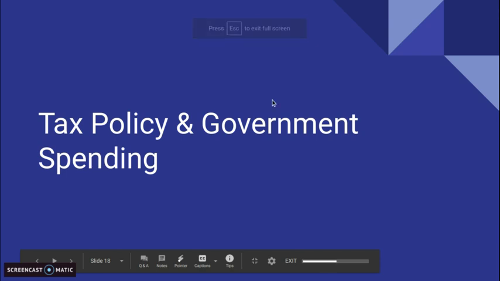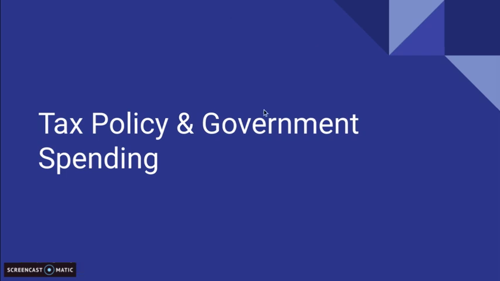All right. Tax policy and government spending. Let's see what that looks like. All right. So we need to figure out how the government's using our money. What we looked at in the last video was it's going towards the military, it's going towards social programs, it's going to like a rainy day fund.